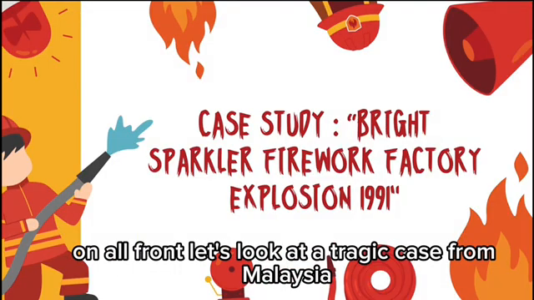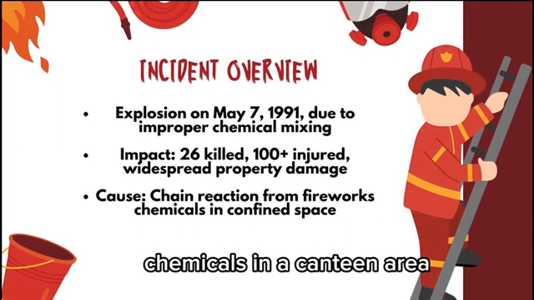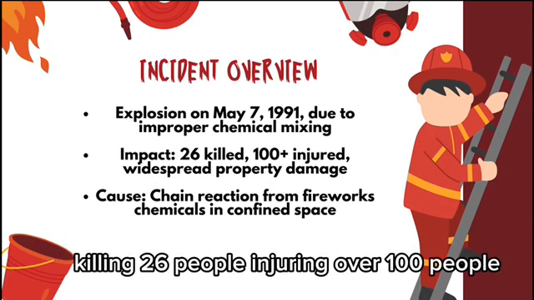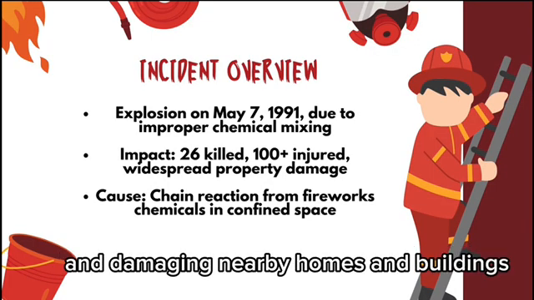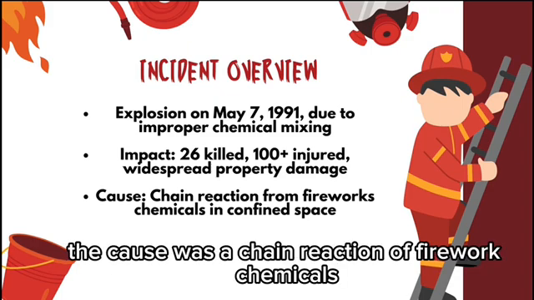Let's look at a tragic case from Malaysia: the Bright Sparkler fireworks factory explosion on May 7, 1991. Workers were improperly mixing fireworks chemicals in a canteen area. A small fire quickly escalated into a massive explosion, killing 26 people, injuring over 100 people, and damaging nearby homes and buildings. The cause was a chain reaction of firework chemicals.